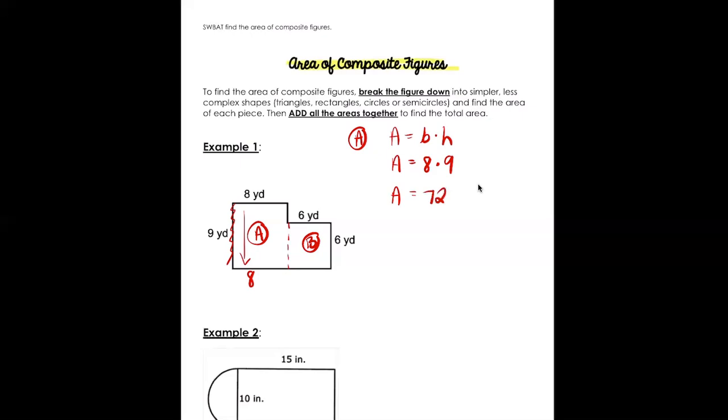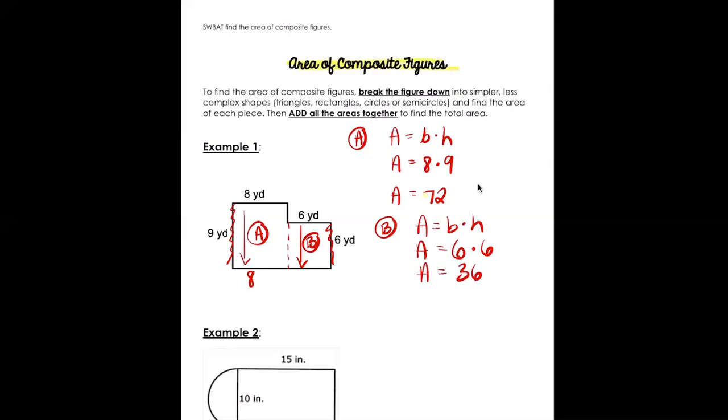So are we done? No, because remember, we broke this up into 2 pieces. So we have to now find the area of piece B. Piece B right here is also a rectangle, more specifically a square. Same formula, area equals base times height. The base is 6. If the top is 6, the bottom is 6, because we learned a few weeks ago that in a quadrilateral, opposite sides are congruent. So 6 is our base. Our height right here is also 6. So the area of piece B is 6 times 6, which is 36, right?